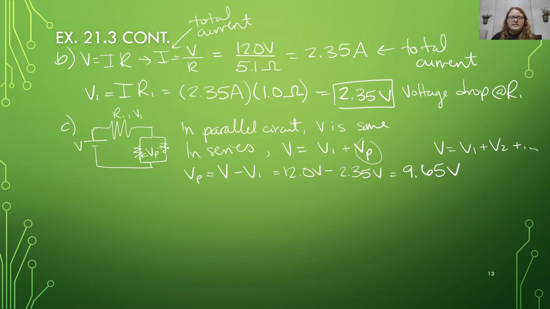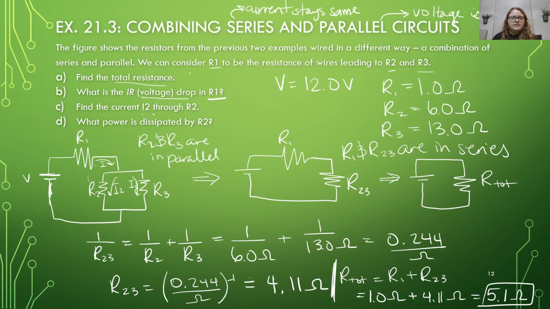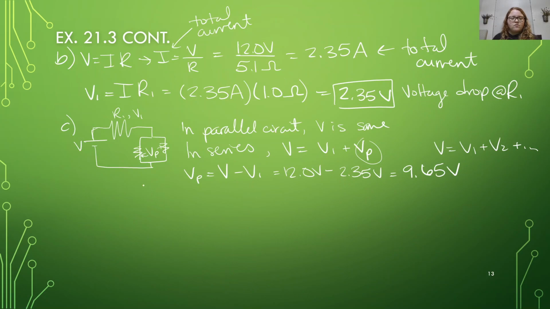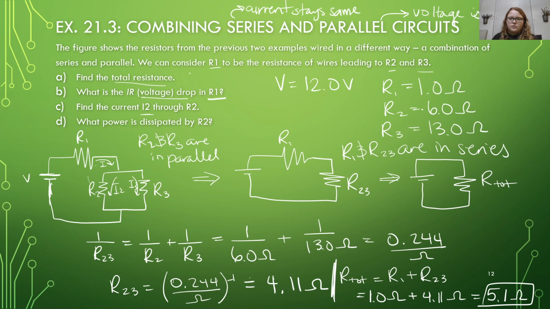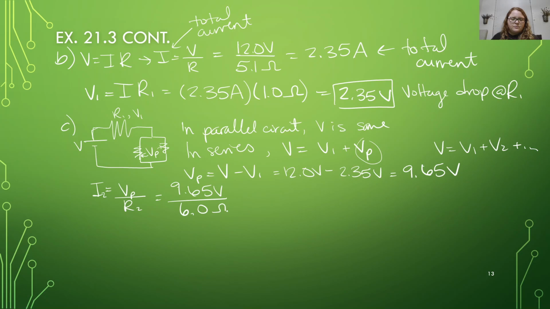Okay, so that's for that, but we are looking for the current through that resistor. So now we have our voltage, and I, or our current, is equal to our voltage, V sub P, over R2, since that's the one we're looking for. Okay, so we've got 9.65 volts over our second resistor, which is 6 ohms. Yes, 6 ohms. So we have 1.61 amps. So that is our current at R2. So this is R2, R3, okay?